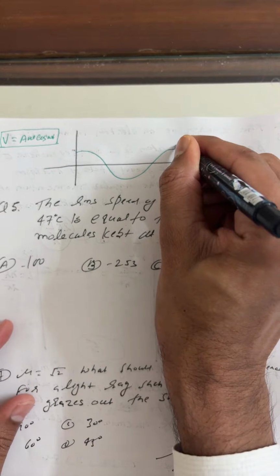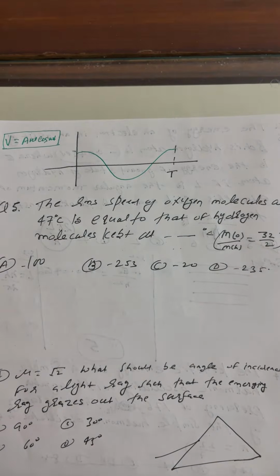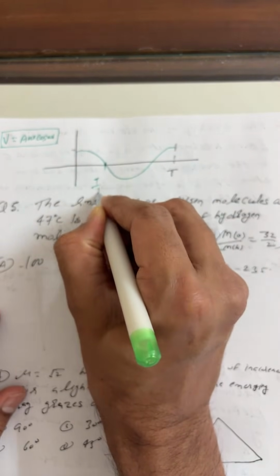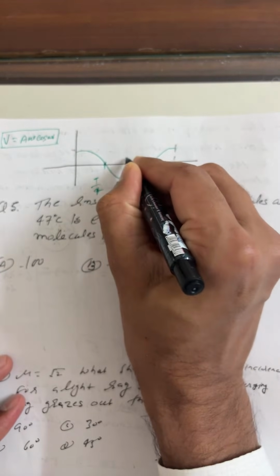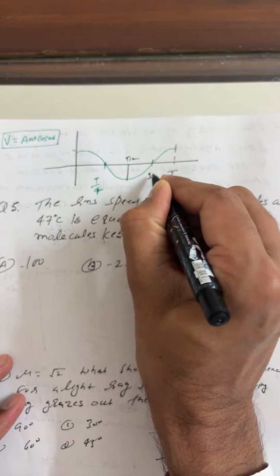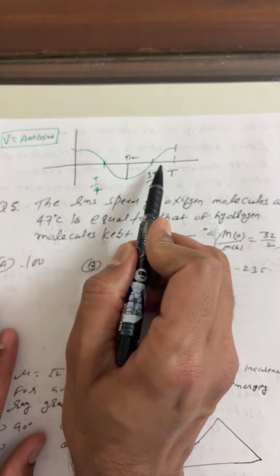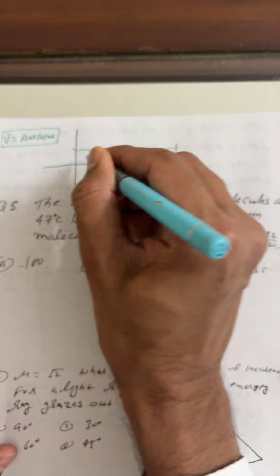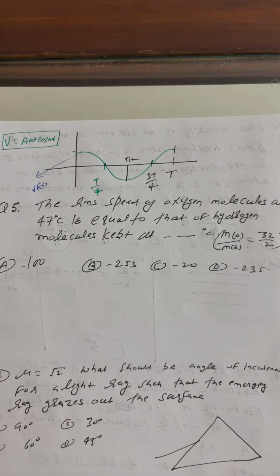Now students, for this, the time period is basically T only, right? This is T only. This is T by 4, this is T by 2, this is 3T by 4 and this is T. Students, now you can see for one complete cycle, this is the VT graph, V as a function of time t.